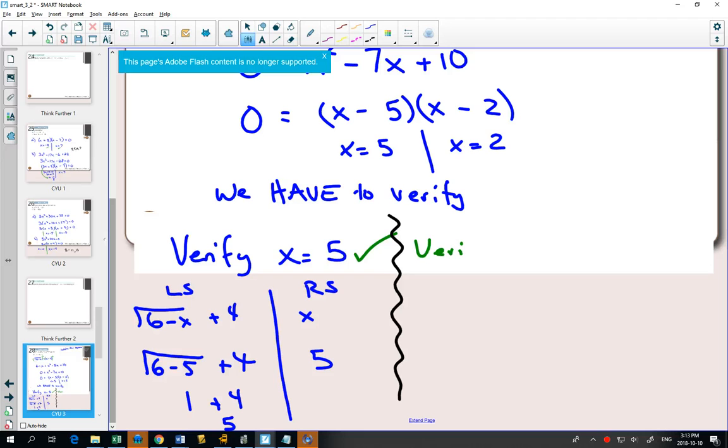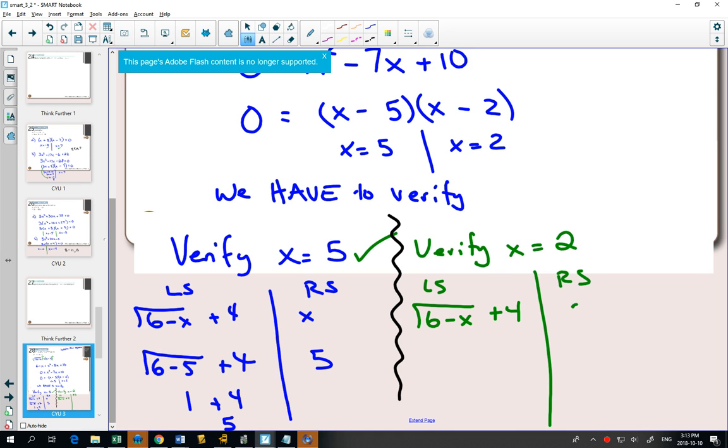Next, we're going to verify x equals 2. Okay? Your left side, your right side. Square root 6 minus x plus 4. And on this side, right side, will just be x, which is 2. What is 6 minus 2? That'll be 4. What is the square root of 4? 2. What's 2 plus 4? 6. Is 6 equal to 2? No.